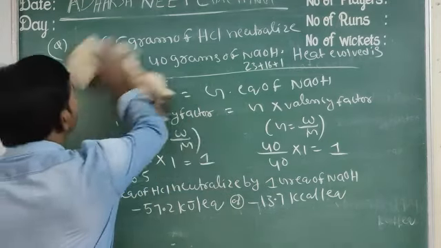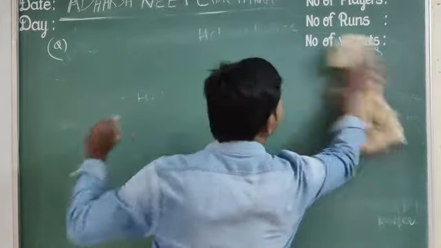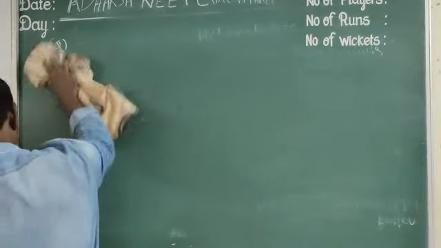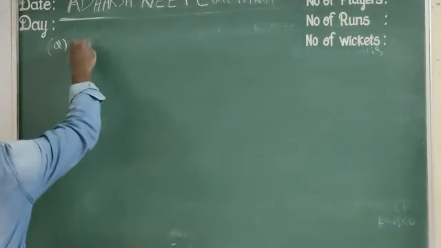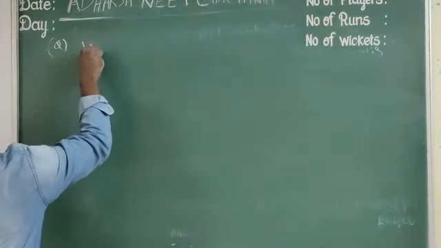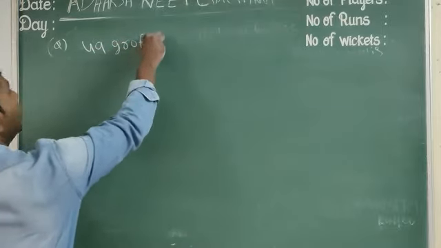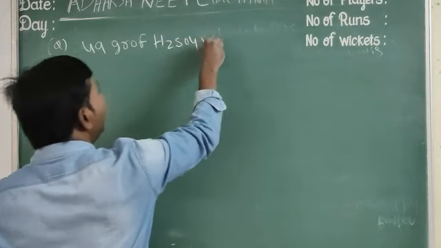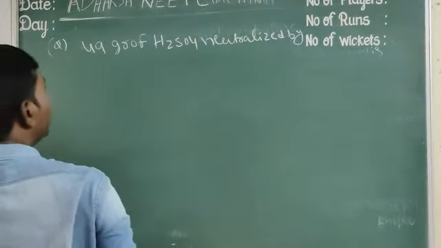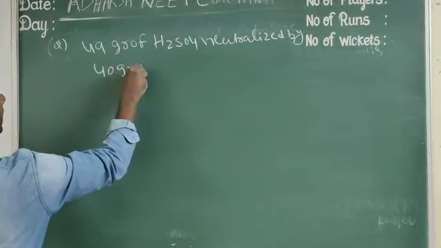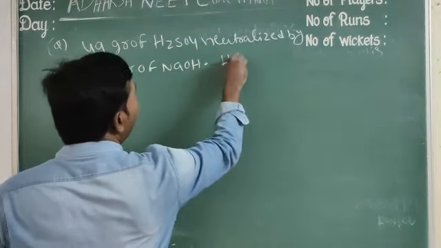Next question. 49 grams of H2SO4 is neutralized by 40 grams of NaOH. The heat evolved is to be found.